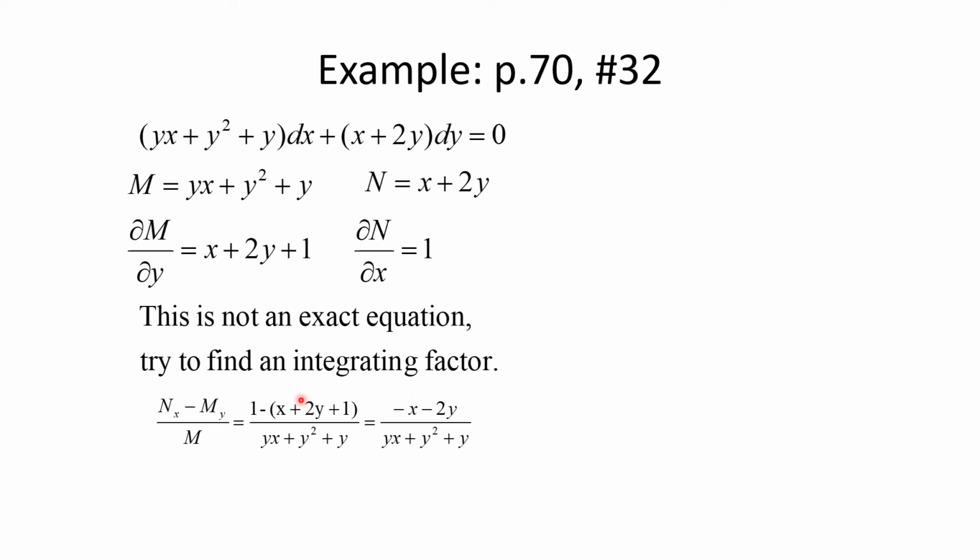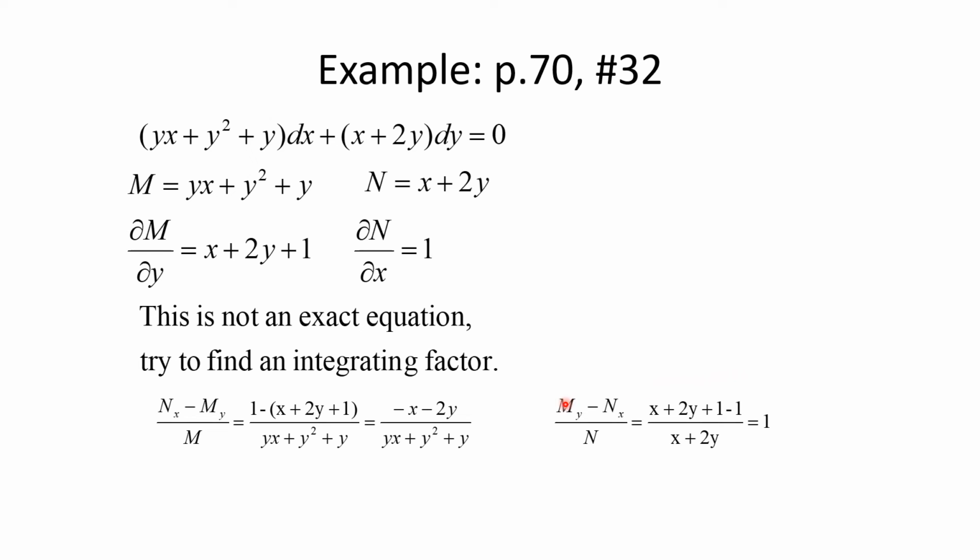If we simplify this, in the numerator, those 1's will cancel out. So we get negative x minus 2y divided by yx plus y squared plus y. Now this is not a function of y alone because we have x's in there, so this isn't going to work. So let's look at the other formulation.